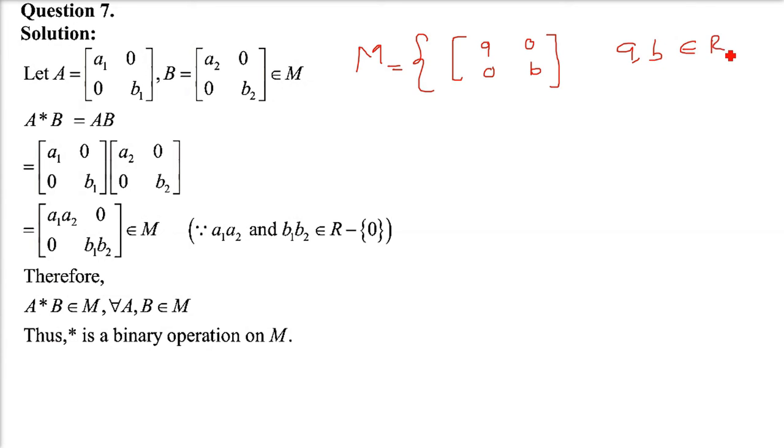So A and B should be real numbers. It should not be 0. So R minus 0 means it is a real number. A and B should be taken from real numbers, but you cannot take a 0. It is defined as A cross B or A star B equals A into B. So you have to do a matrix multiplication here. So star is a binary operation. Prove that.